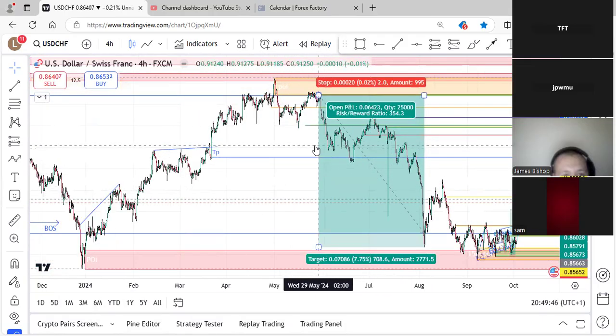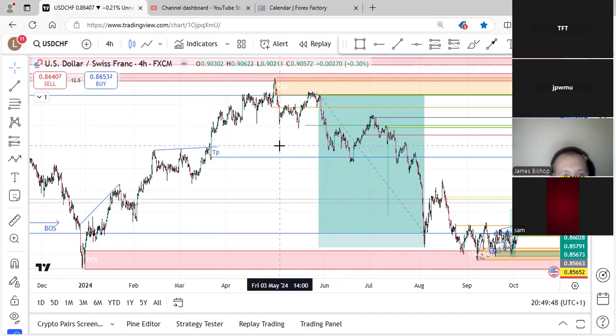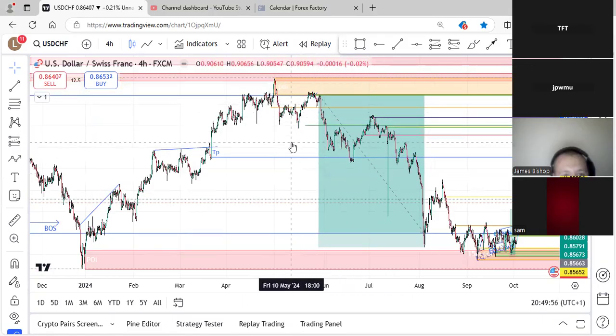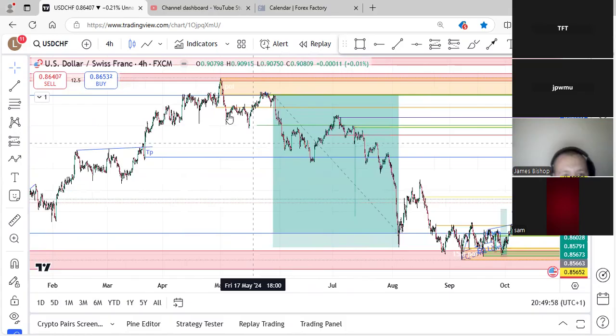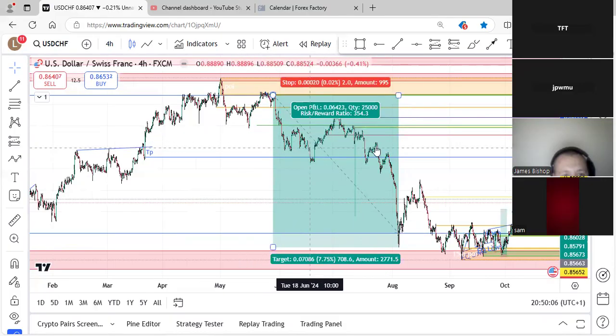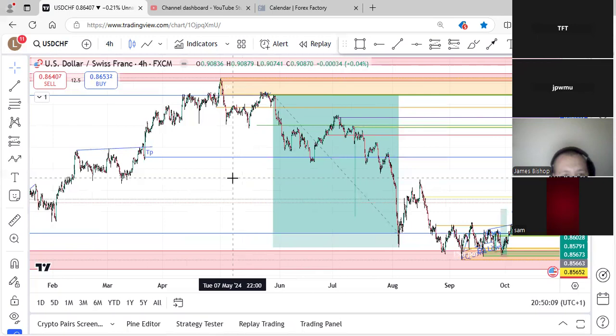So I was trying to sell USD CHF from pretty much May. Obviously, I missed this by about half an hour. This is the same system as what I've just gone over, but like I say, I'm trading a little bit differently nowadays. I'm more focused on the smaller stuff because of my life at the minute and time availability and things like that.